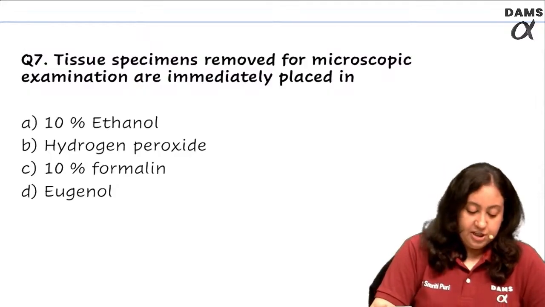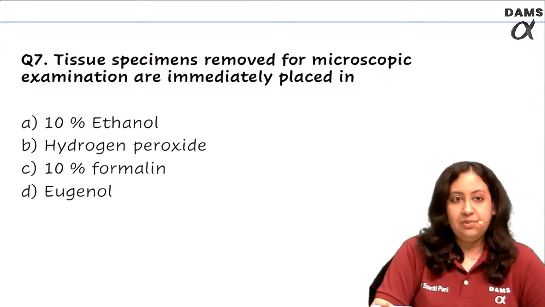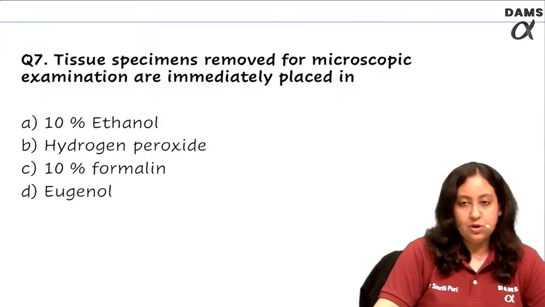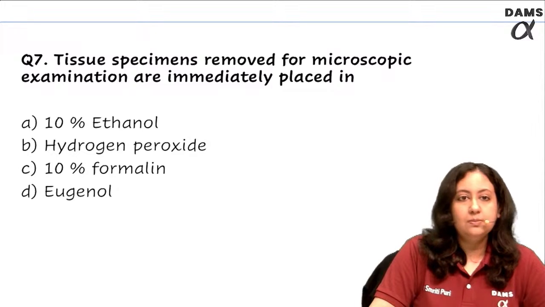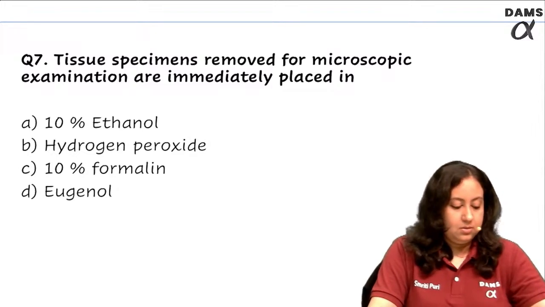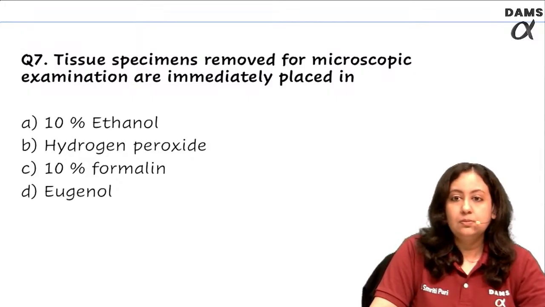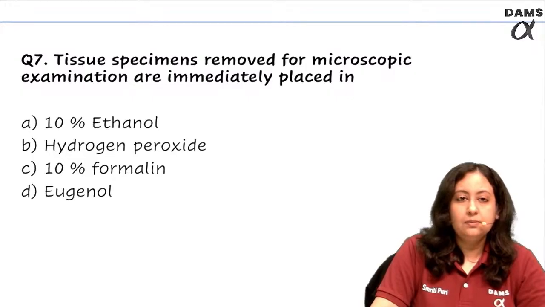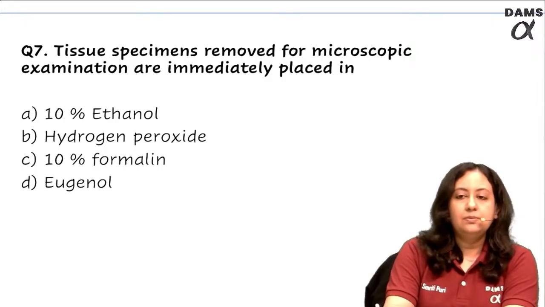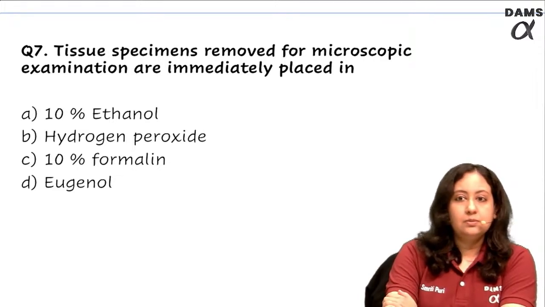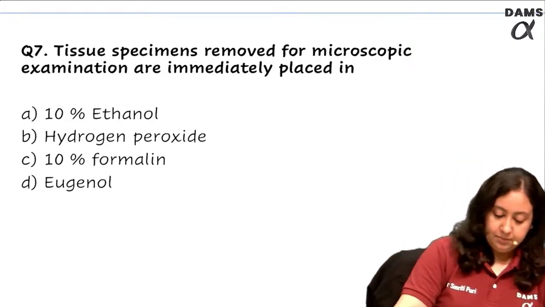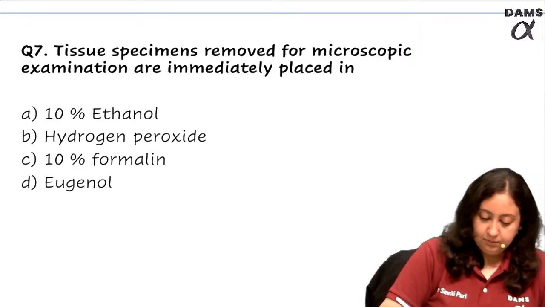Coming to question number 7. Tissue specimens removed for microscopic examination are immediately placed in: A, 10% ethanol; B, hydrogen peroxide; C, 10% formalin; D, eugenol. Please let me know the answer to this question. I'm waiting for your answers.